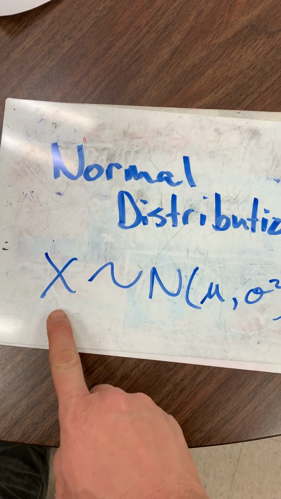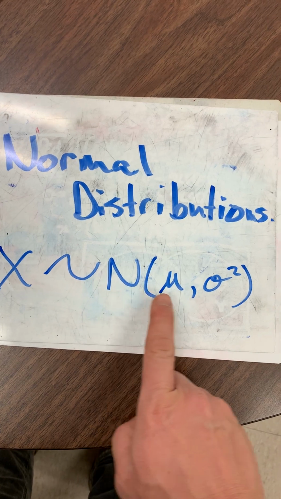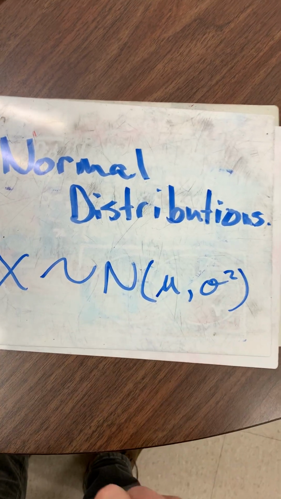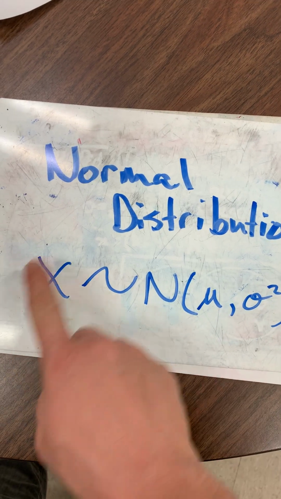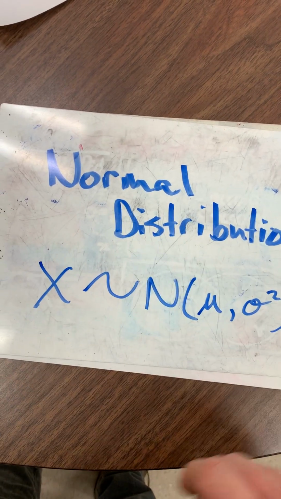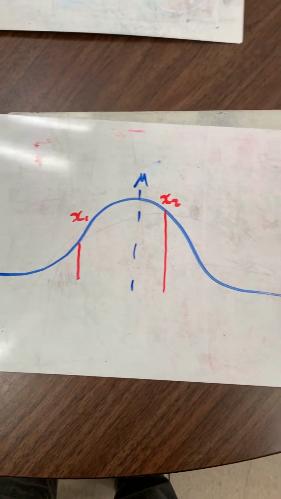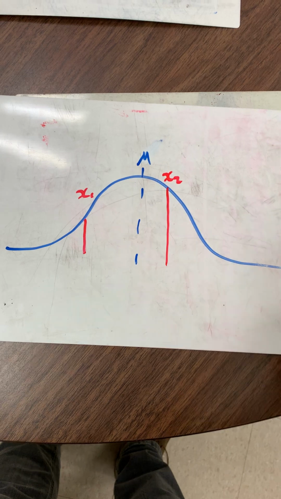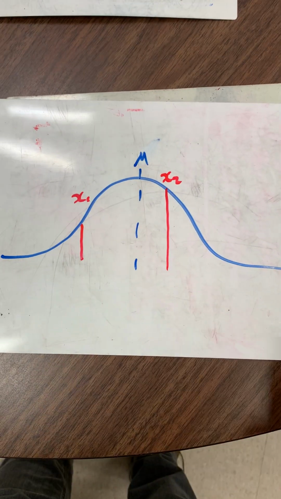So suppose we had a random variable x that was distributed normally, and it had a mean and a standard deviation of sigma, so a variance of sigma squared. So suppose we had this distribution statement and we needed to solve a particular problem about it. Well, a normal distribution looks like this normal curve, and the mean is always at top dead center, and it is symmetrical on either side.